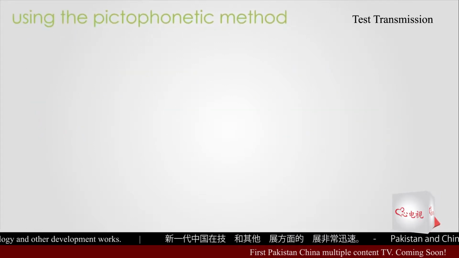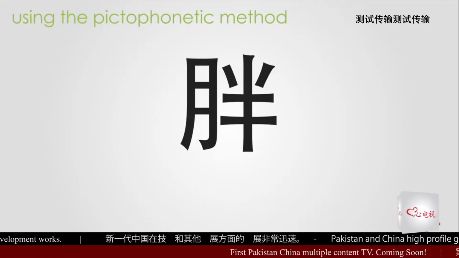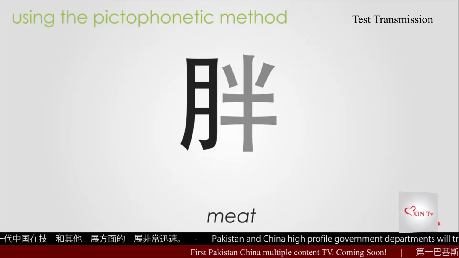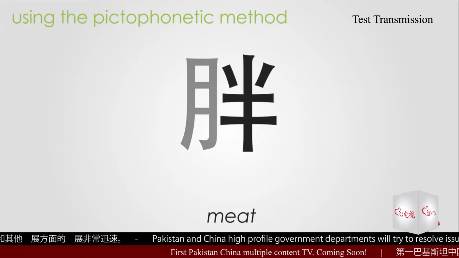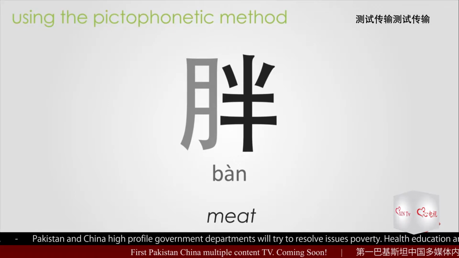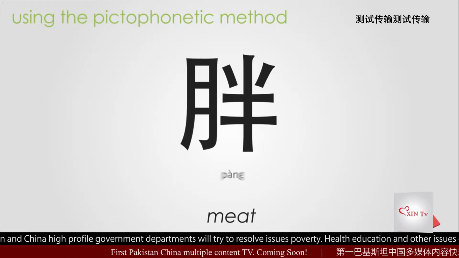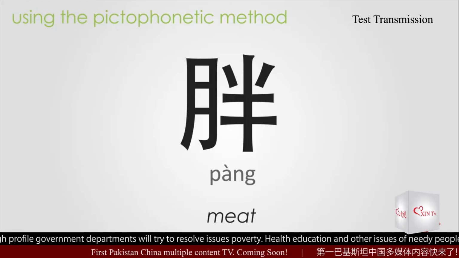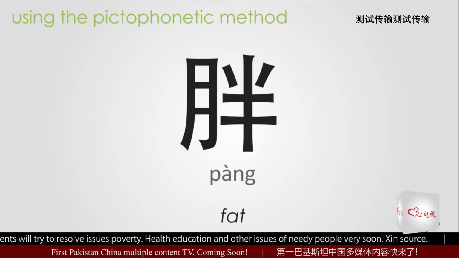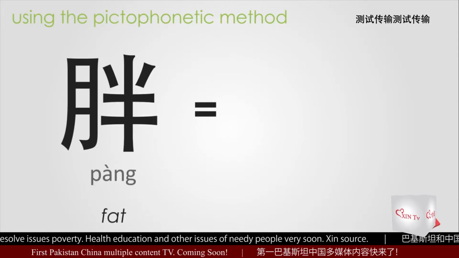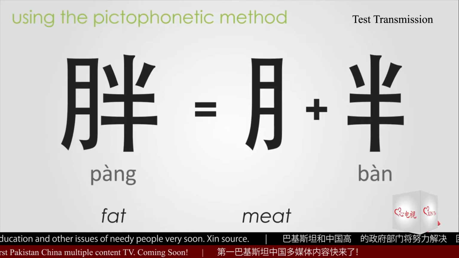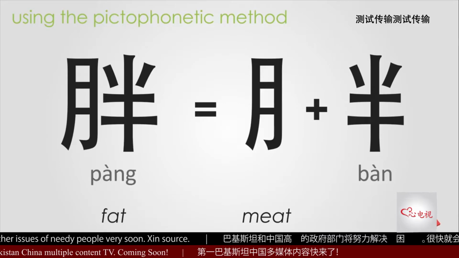Let's see how it would help us remember this character. The first step is to locate the radical. Here, it's the meat radical on the left. We can also see the phonetic component is made up of the character 半 However, there's no way of knowing that the pronunciation of this character is 胖 Likewise, there's no way of knowing that the meaning of this character is fat. But once we know the pronunciation and meaning, the pictophonetic method helps us understand how this character was created, and that makes it easier to remember.